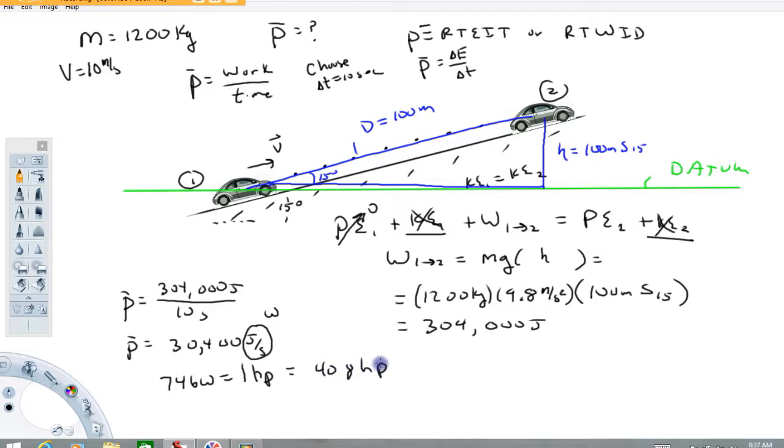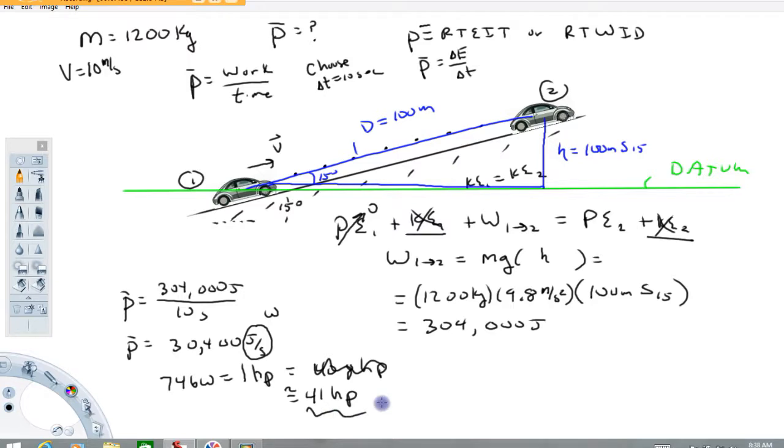I'm going to look at that again there. I'm sorry, I had that decimal in the wrong place. Approximately 40.75 horsepower. Let's say approximately 41 horsepower. There we go. That sounds much more reasonable.